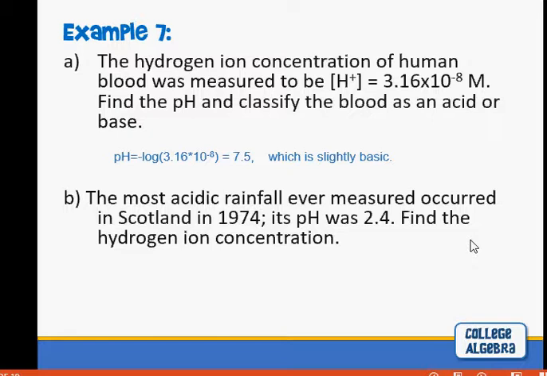The most acidic rainfall ever measured occurred in Scotland in 1974. Its pH was 2.4. Find the hydrogen ion concentration. There you have to solve the equation, and I've changed the hydrogen ion concentration symbol to an X to make it easier to compute here. So we know the pH is 2.4, and the pH is negative log of the hydrogen ion concentration, so we solve for X. Multiply both sides by negative 1, and then rewrite it as an exponential, or do 10 to both sides. 10 to the log of X gives you X, equals 10 to the negative 2.4, and you evaluate that out, it's 0.00398.